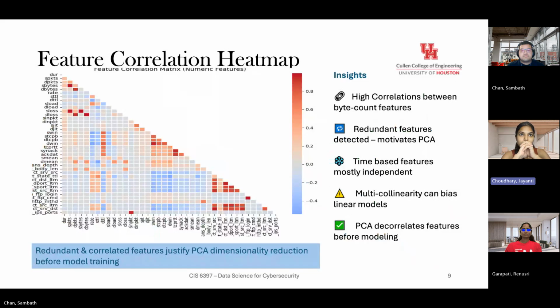In this step, we analyzed how features relate to each other. We found that some features are highly correlated, especially those related to data size or traffic volume. This means that there is redundancy in the data. Initially, we considered using PCA to reduce the dimensions, but later we found that tree-based models like random forest can handle correlated features well. So PCA was not necessary. Okay, let's go to the next slide.